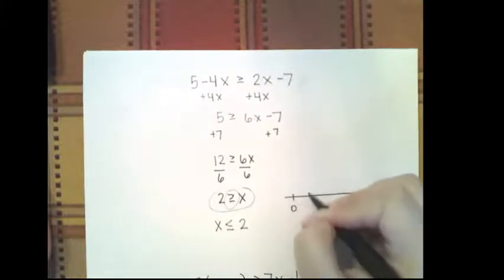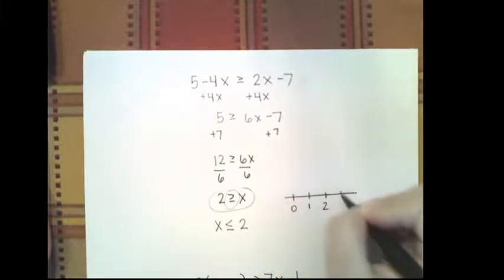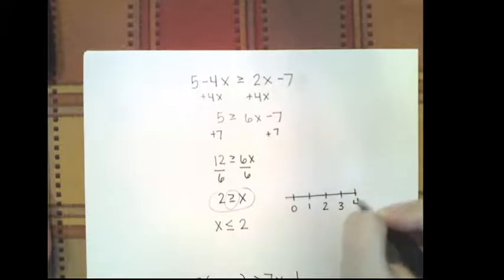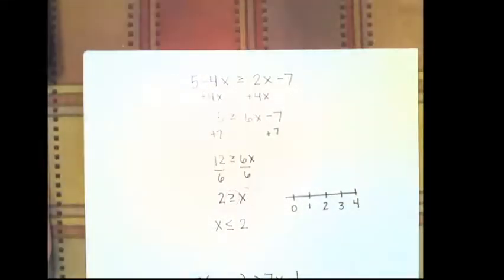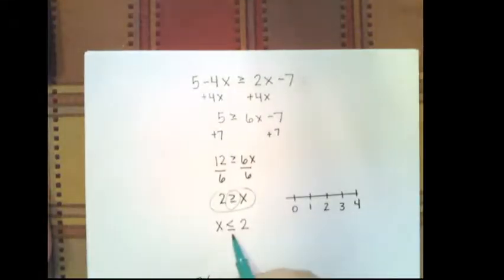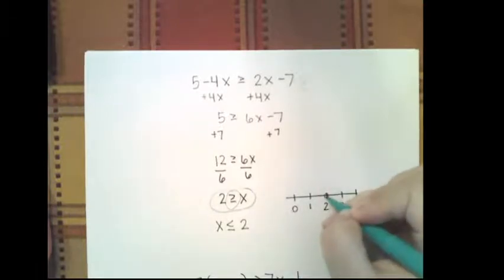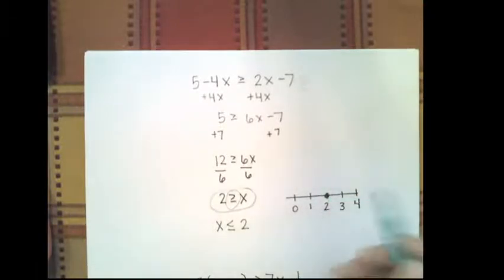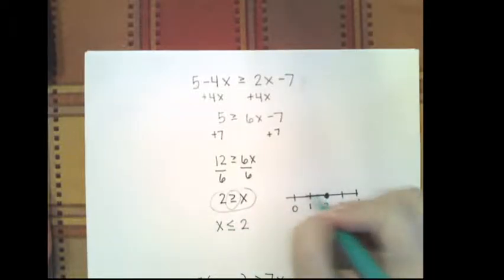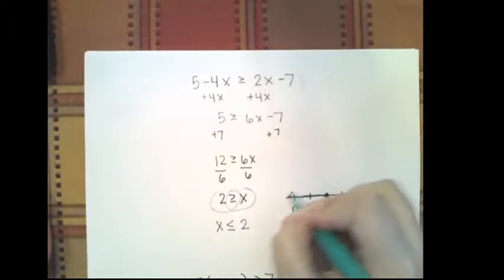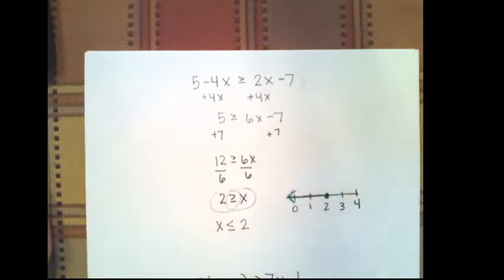So when we go to graph it, it's going to be a little bit nicer because we know it's equal to, so that means it's a closed dot at 2, and x is everything less than 2. Less than means left, so we're going to put our arrow left.